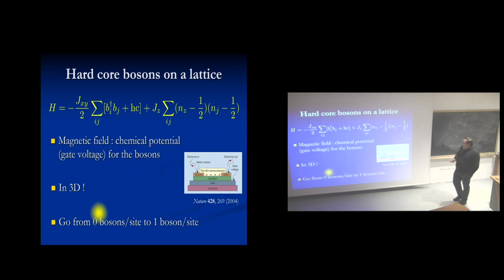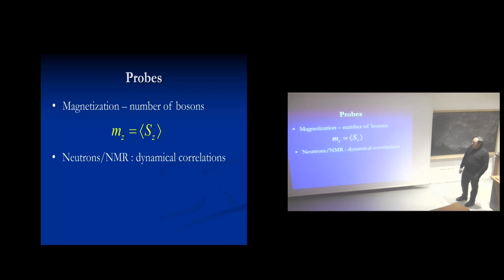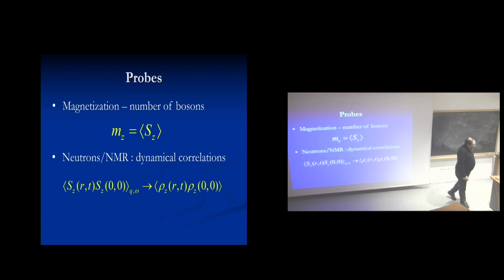And I can go from 0 bosons per site to 1 boson per site. So I can go from an empty band to a filled band, which is a rate of doping way beyond the 10% that you can reach in this type of systems. You have probes. The probe is magnetization. It gives you the number of bosons. You have the neutrons, or the NMR, which is measuring the dynamical correlation function, and you heard this in the talk of Jean-Sébastien. And the SZ-SZ correlation function for the spins is the density correlation of the bosons.